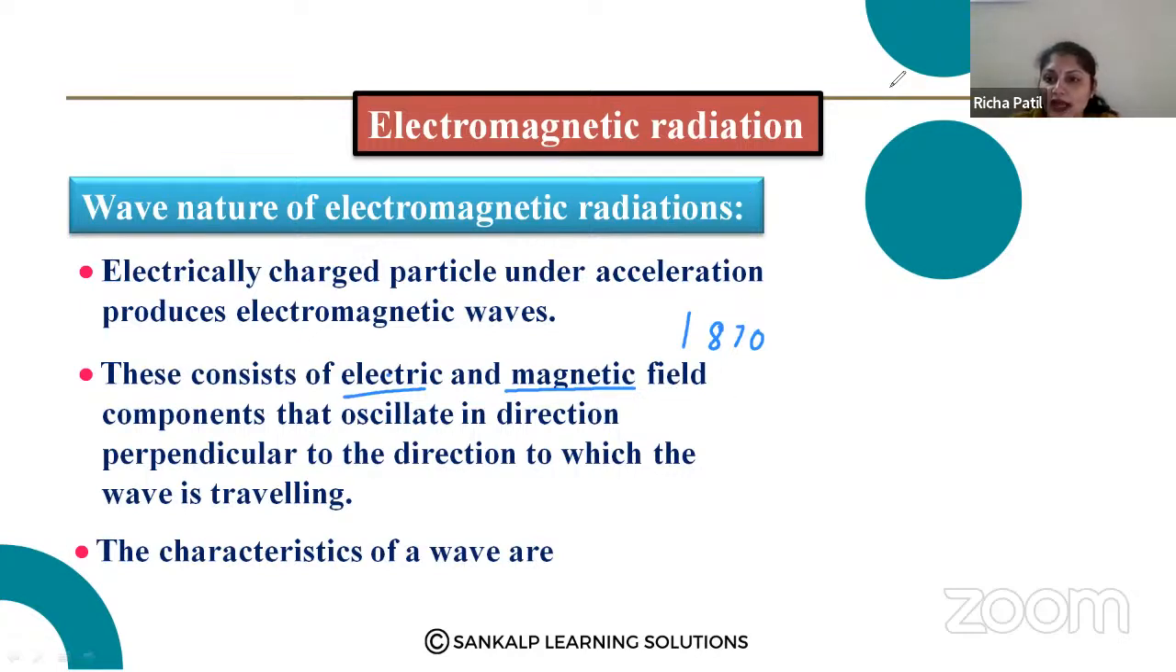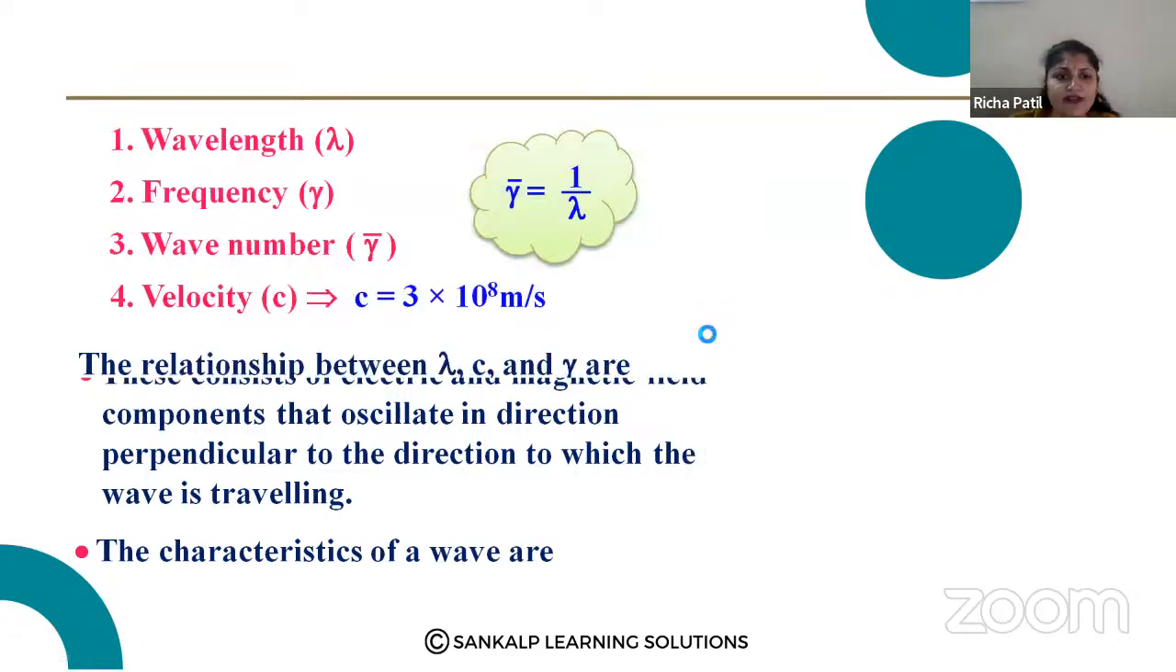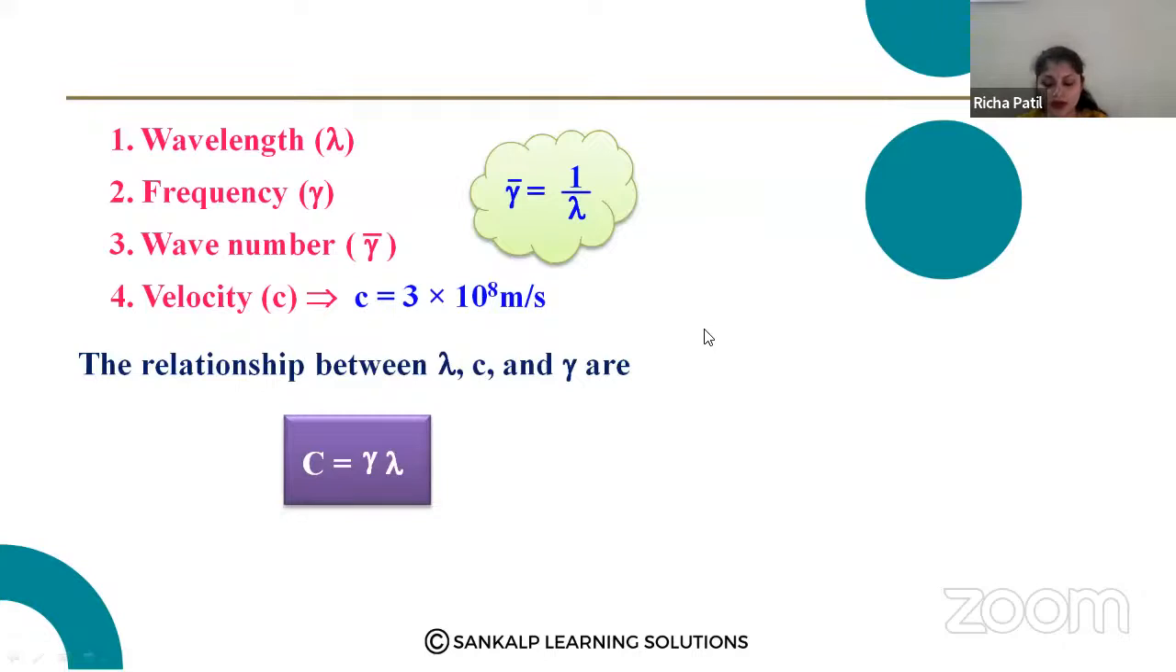So there are a few characteristics of a wave. How do you represent a wave? Which are the characteristics of a wave? So wavelength, and so on. These are the four characteristics of a wave. First is wavelength, second frequency, wave number, and velocity. What do you mean by wavelength? Wavelength is nothing but the distance between two consecutive crest and trough.